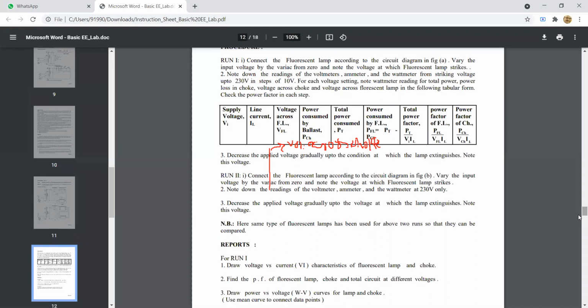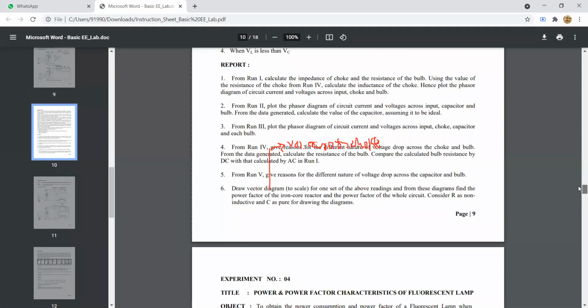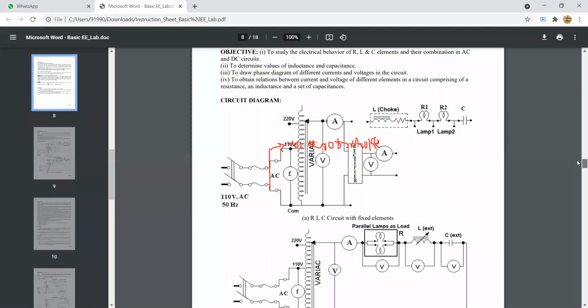You see, once the lamp has started, it required 230 to 220 volts to get started, but it stays on even if you reduce the voltage, until 145 volts. When the voltage gets below 145 volts, the fluorescent lamp gets off. So that 145 volt is known as the extinguishing voltage. So this is how you do the power and power factor characteristics of a fluorescent lamp.